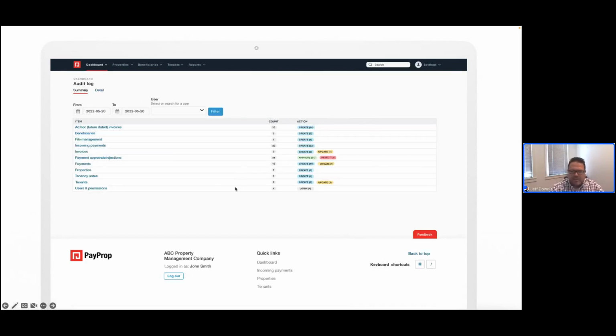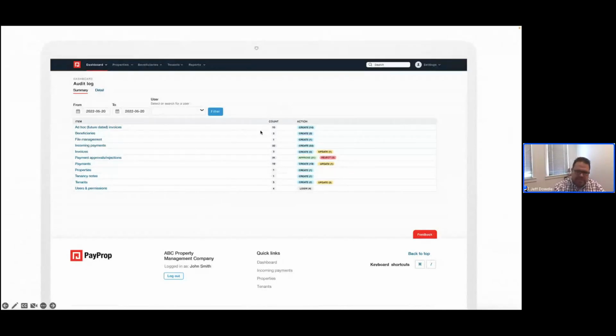Also in the system, everything we do is audit logged and tracked. So if you need a report for anything, payments, invoices, tenant notes, all of it, everything can be exported out of the system into CSV files for tax reporting, audit reporting, whatever needs to occur, we can handle and we can export it out for you.